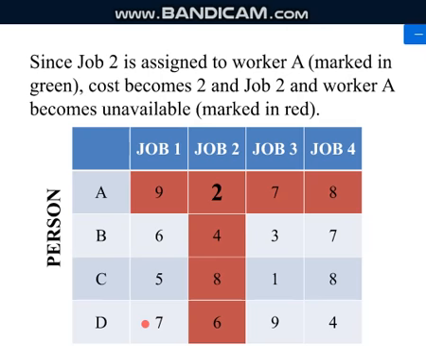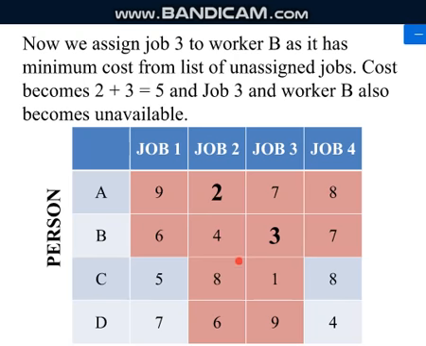Next, I will go with person B. What are the remaining jobs? Job 1, job 3 and job 4. So what are the costs? Job 1 will cost 6 units, job 3 will cost 3 units, and job 4 will cost 7 units. So which is the least one? Least one is 3. So we can go with 3.